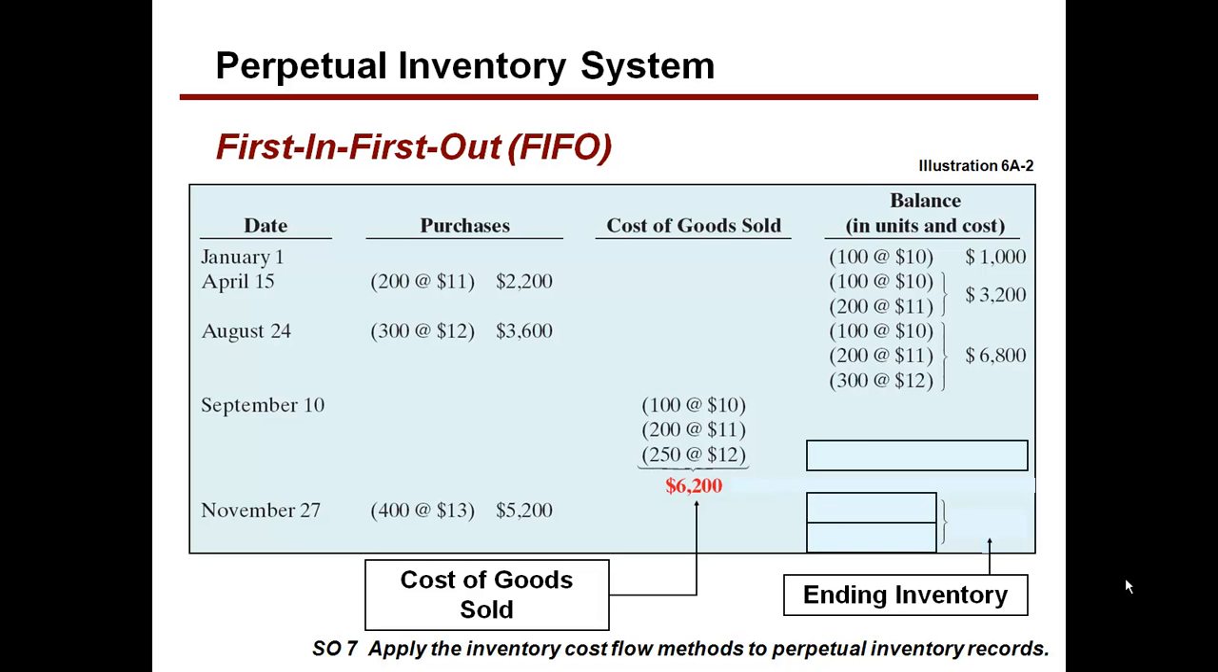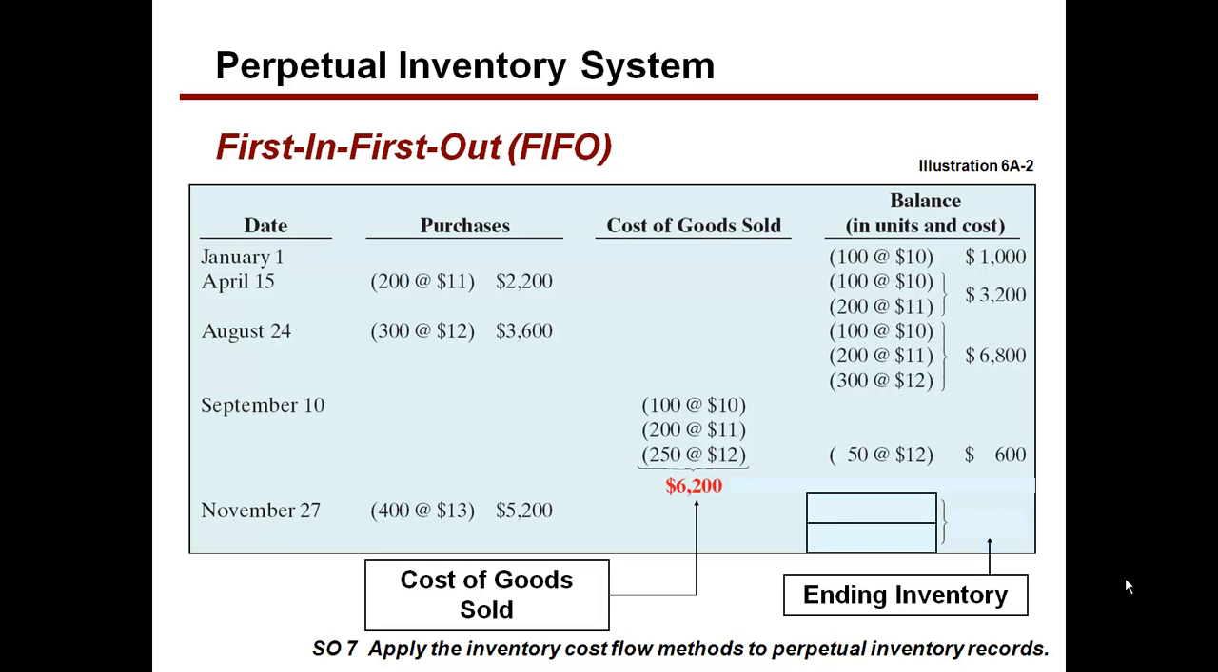Now, what's the ending inventory? We've taken care of the first layer completely. The second layer is assumed sold. And only the third layer, 300, that we took 250 out of, we have a remainder of 50 at $12, or a $600 ending balance as of September 10th.